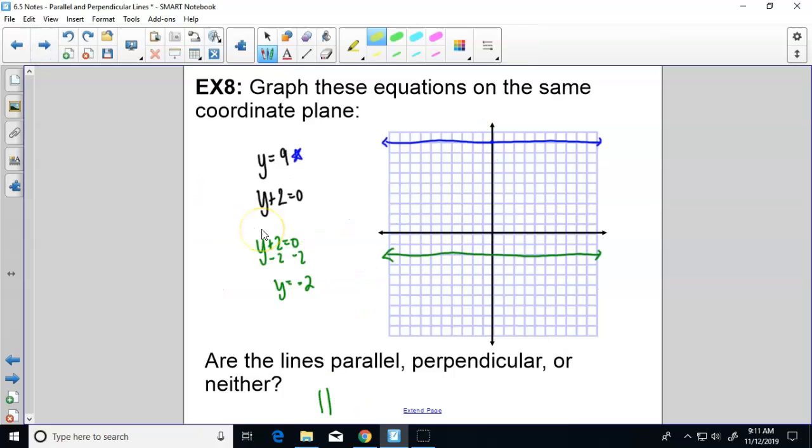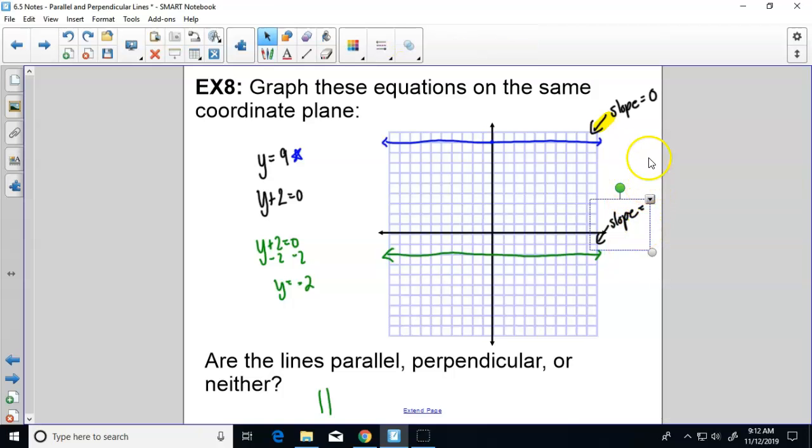This last one, what was the slope for this line? Zero. And slope here is also 0. Okay? So, whenever we see the slope is the same, those lines are parallel.